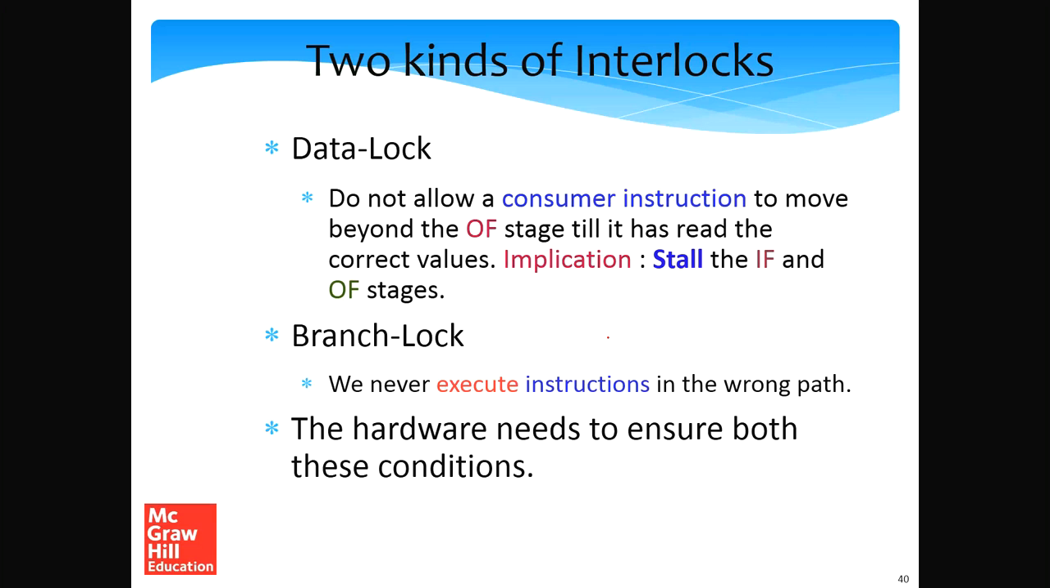In a branch lock condition, we will never execute instructions which are on the wrong path. Why would instructions be on the wrong path? They will be there in the wrong path because a branch is resolved in the EX stage, and in the IF and OF stage, we'll be fetching the two instructions immediately after the branch. And these instructions might have been fetched incorrectly because a branch might be taken. So we will have to ensure that such kind of instructions are never completely executed. So the hardware needs to ensure that both these conditions hold, and these conditions, the data lock and the branch lock conditions, are together called interlocks.